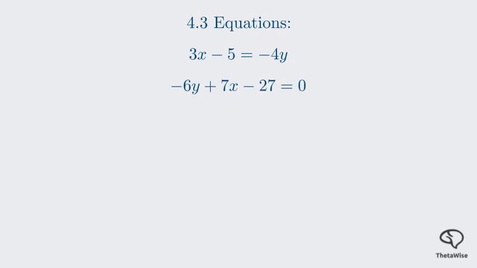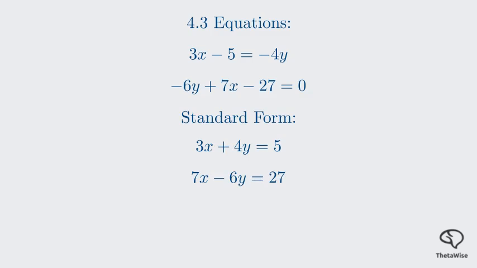One last problem, 4.3. The equations are 3x minus 5 equals negative 4y, and negative 6y plus 7x minus 27 equals 0. In standard form, these are 3x plus 4y equals 5, and 7x minus 6y equals 27. Be careful with the order of x and y in the second equation.